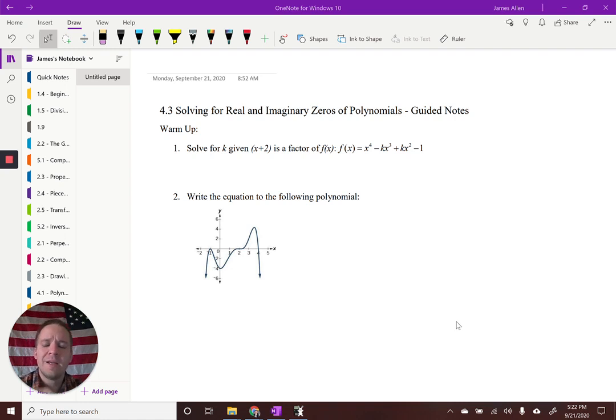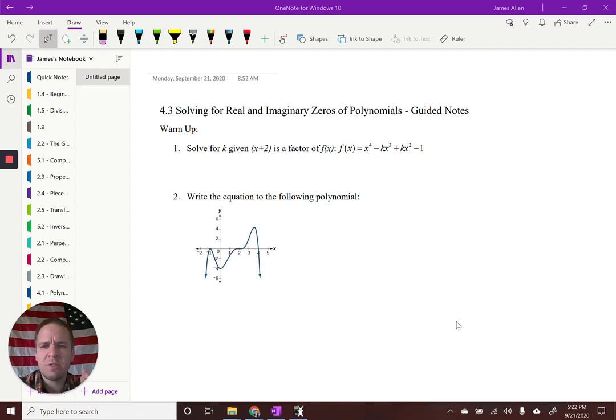All right. It's time for 4.3, solving for real and imaginary zeros of polynomials. This is actually a two-part lesson here. We're going to have some application later on, but for now, let's get started with a little bit of warm-up, okay? We want to solve for k, given that x plus 2 is a factor of f of x, okay?